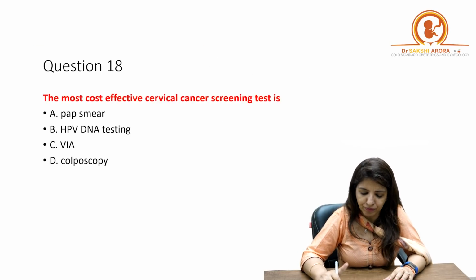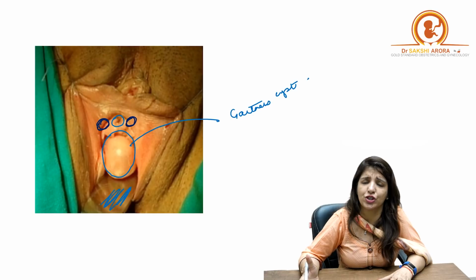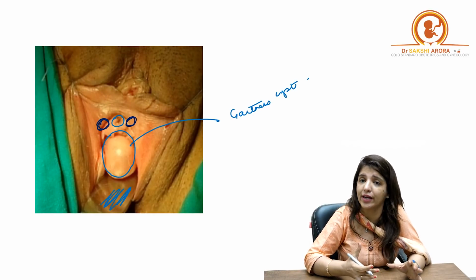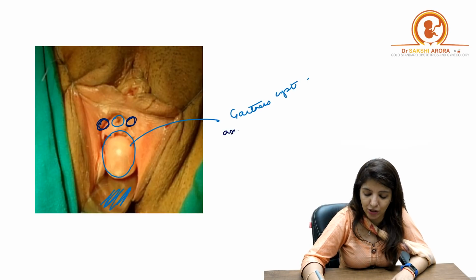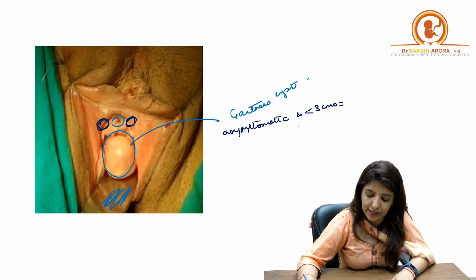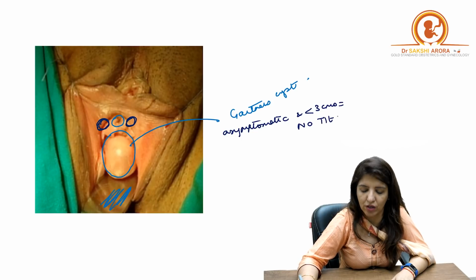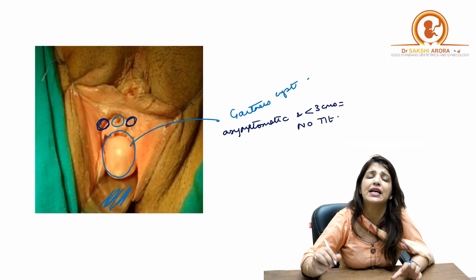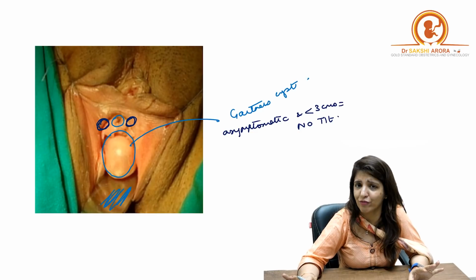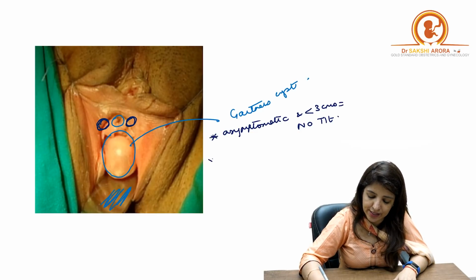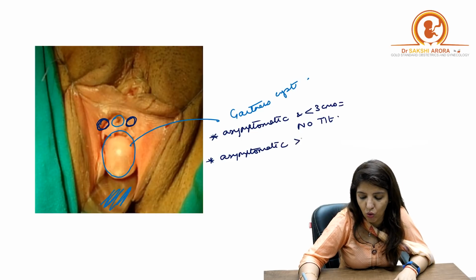Okay. Now, just before we go to the next question, one thing which I want to tell you about the management of Bartholin cyst because it has undergone an update. So remember, if Bartholin cyst is asymptomatic and it is less than 3 centimeters in size, then there is no treatment you have to give. You just have to tell the patient that she should take sitz bath, no surgical treatment you have to do, right? If Bartholin cyst is asymptomatic and it is more than 3 centimeters in size.